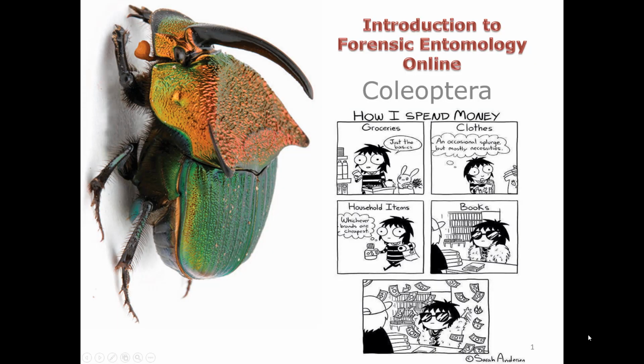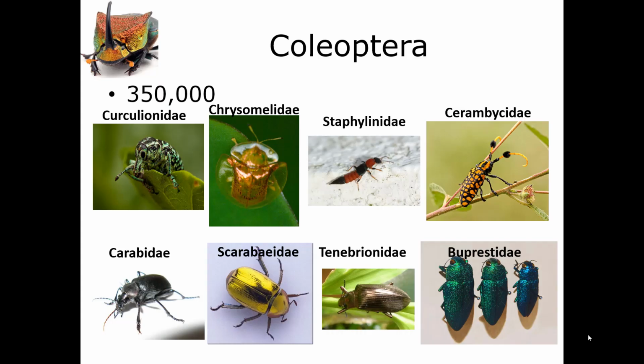Okay, now we have finished up with all the major flies that you're most likely to see at a crime scene. Now we are going to move on to the next order of insects that you will see, and these are the Coleoptera. Remember back to your very first introduction to all these different insects, and remember that the Coleoptera are the beetles. So, Coleoptera, beetles.